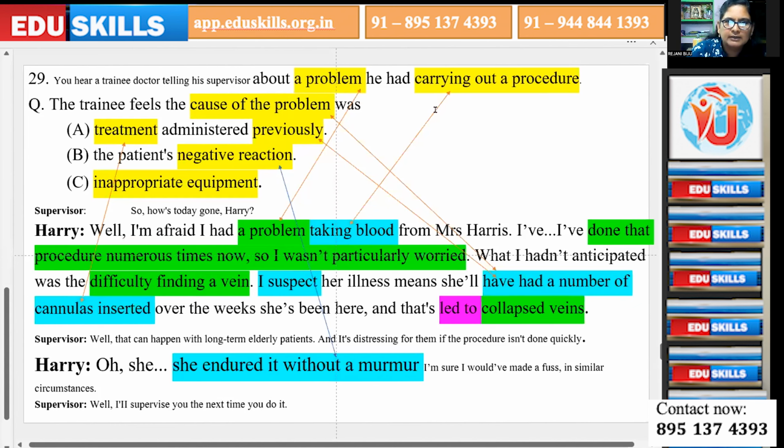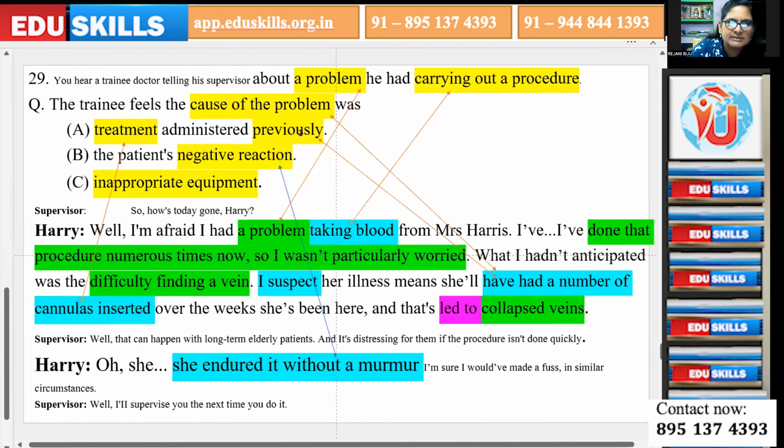Okay, I already explained the cause of the problem. Have had a number of cannulas inserted. Okay, now the other teacher will be telling about the cause and effect language and all. Here it is given carrying out a procedure. It's a problem they are telling. A problem they already gave in the context, carrying out a procedure. And the question is the cause of the problem. And here they are telling: have had a number of cannulas inserted. So treatment administered previously is the correct option.